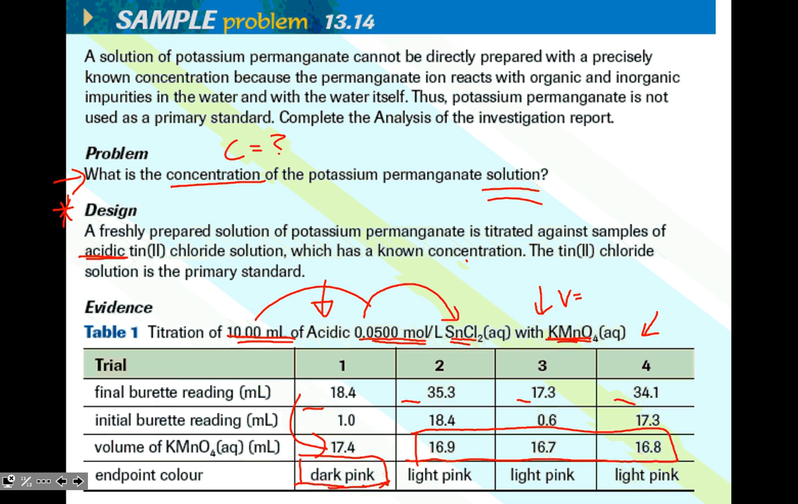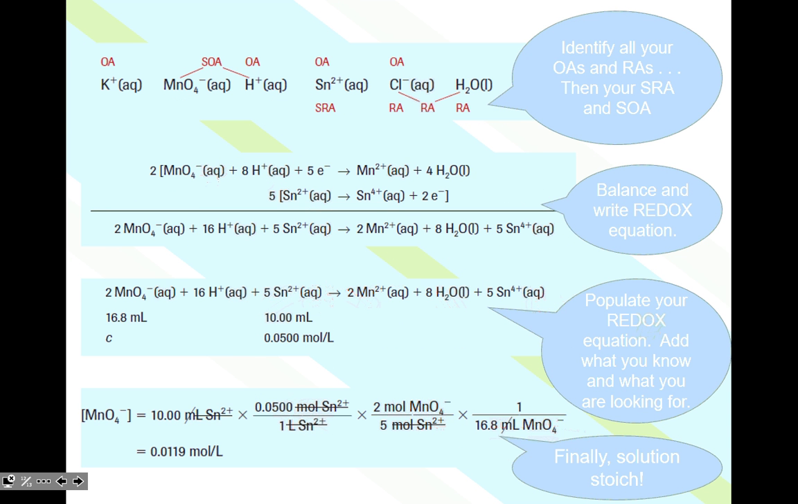So essentially, we don't use this one. We take these three, and what do we do, guys? We add them together and divide by 3 to get your volume. So list all your entities, decide what your SOA is and what your SRA is. Okay, this is your strongest reducing agent. Your strongest oxidizing agent is a combo. And this is a typical one, right?